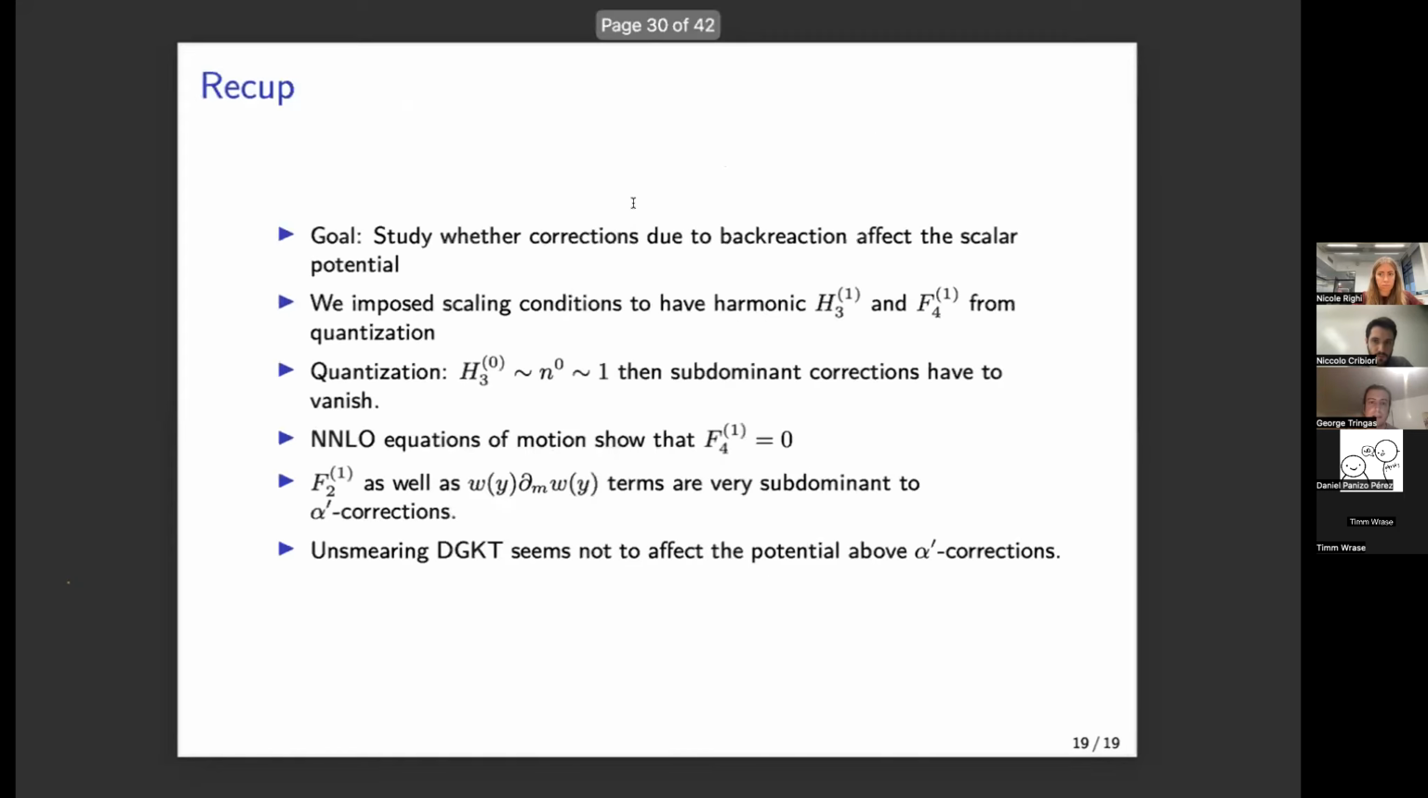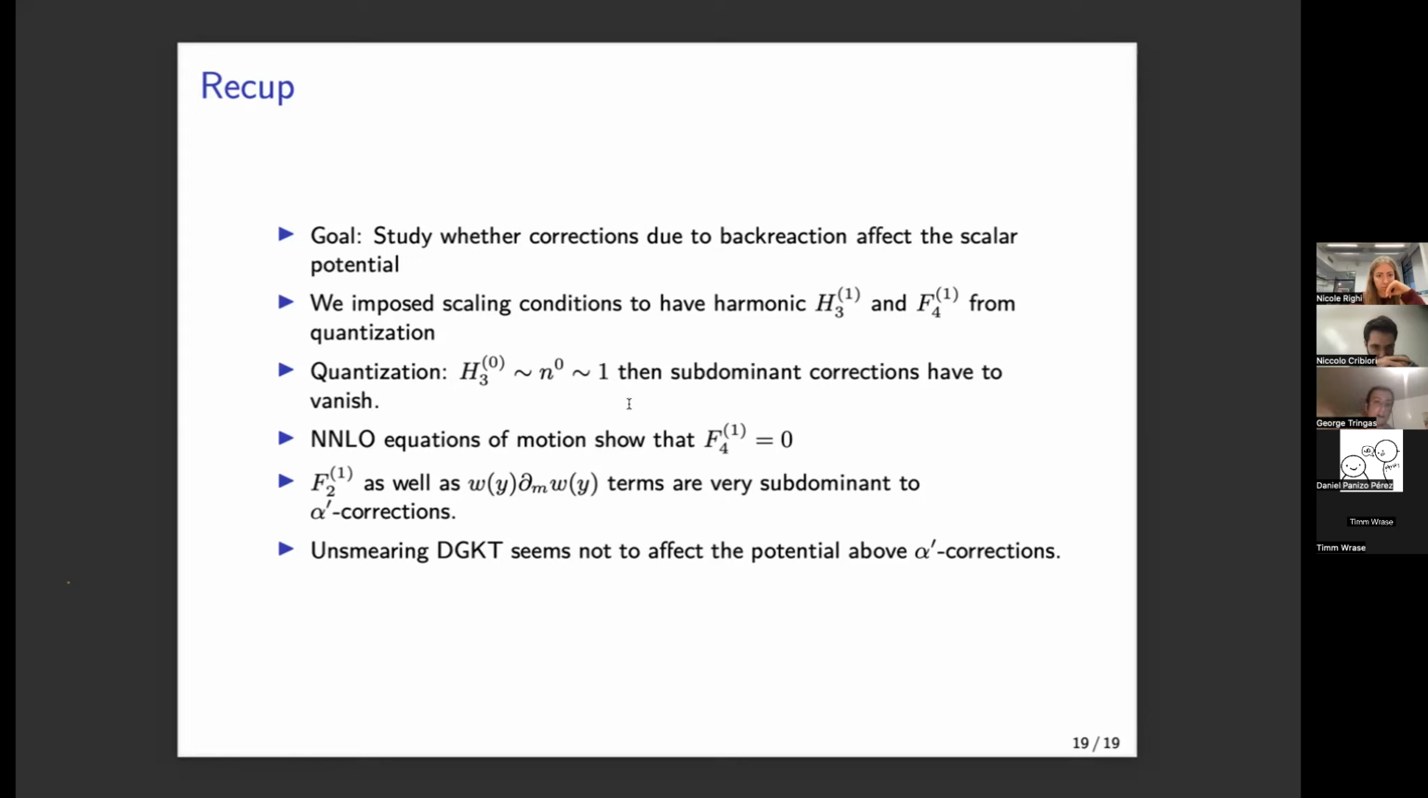And that's all. What we wanted to see was whether corrections due to backreaction affect the scalar potential. We imposed scaling conditions to have harmonic H3 and F4 fluxes, since we realized that the corrections that come from the warp factor and the dilaton become total derivatives and they vanish. And then we imposed a quantization condition, and we argued that the correction to H3 has to vanish.